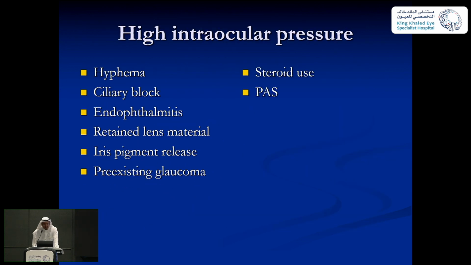High intraocular pressure can happen with hyphemia, pupillary block, endophthalmitis, retained lens material, iris pigment release, and pre-existing glaucoma. Patients with pre-existing glaucoma can sometimes have high intraocular pressure because their angle is not usually working normally. So if there is a drop or some visco inside the eye, it is hard to drain from the eye, and they have high intraocular pressure. Steroid use and peripheral anterior synechiae are other causes.